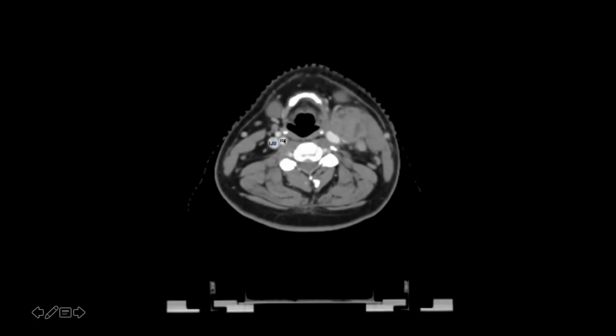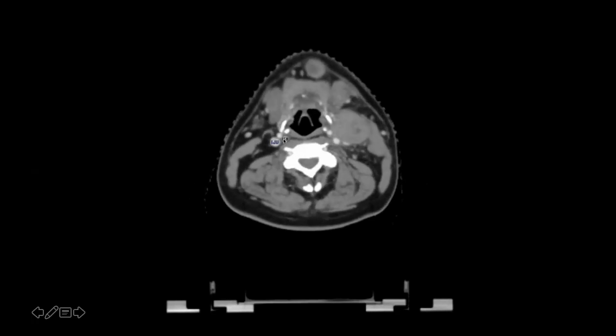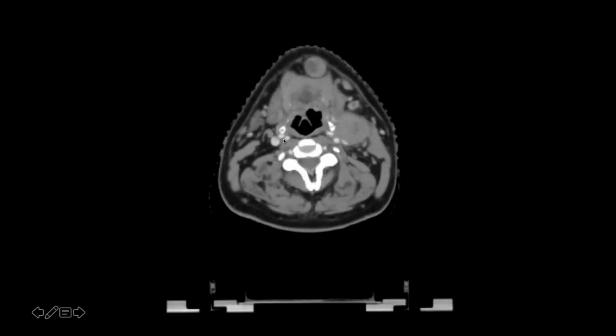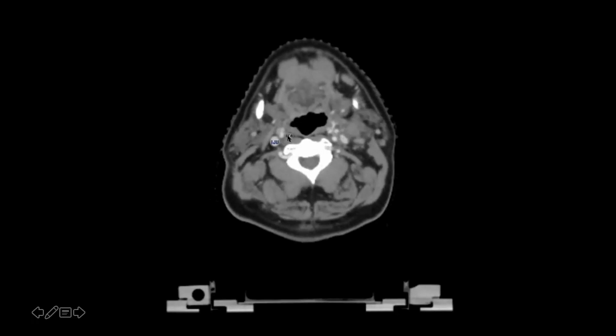So we'll continue to now see the internal carotid artery again. So this here is the internal carotid artery, again continuing to lie medial to the internal jugular vein. So you can see this, it continues to go.